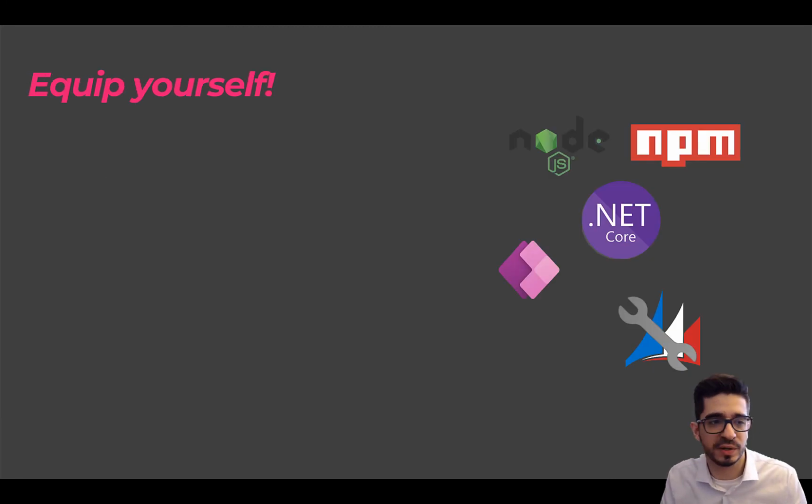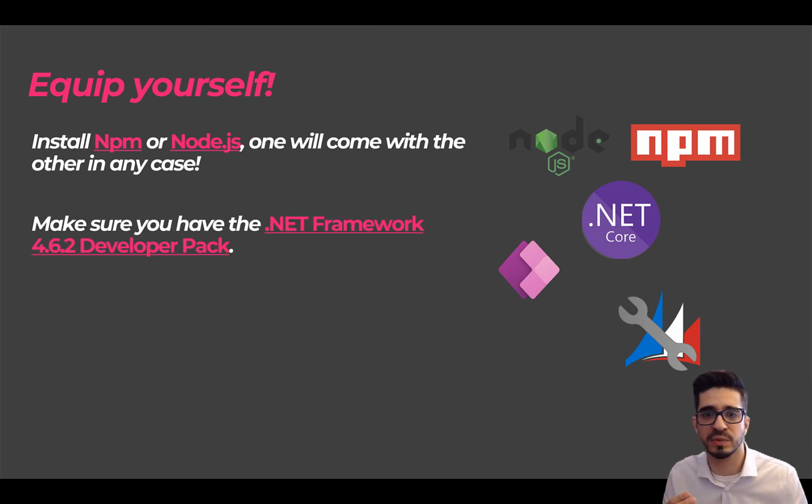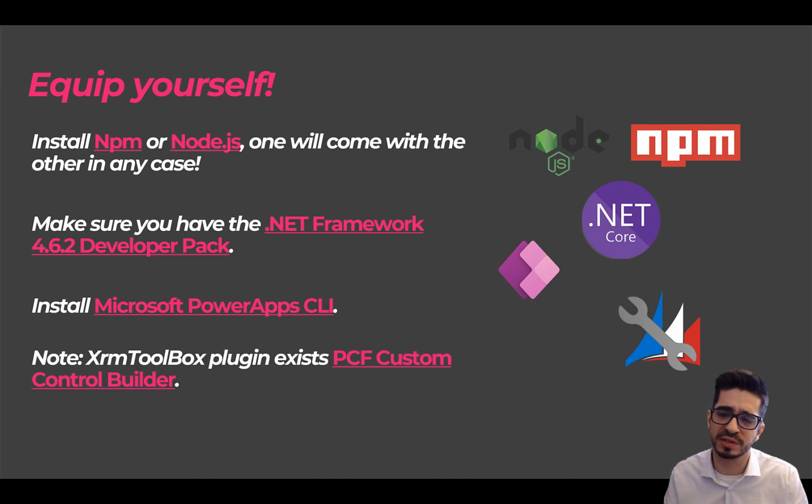So first, because a good gardener never starts work without his tools, you must do the same. So in our case, these tools are quite simple to have. So you have to download NPM and Node.js. You need to ensure that you have the .NET framework installed on your machine, and then install the Power Apps CLI. There's also an XrmToolBox plugin that can help you to implement your components. Okay, and we'll check it just after that.